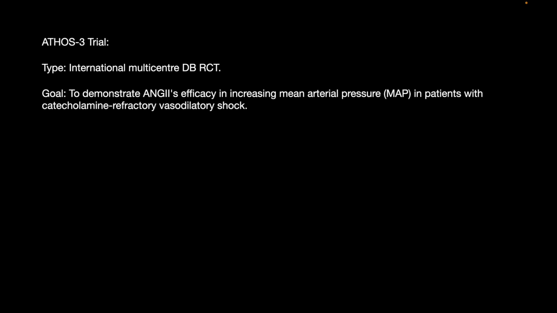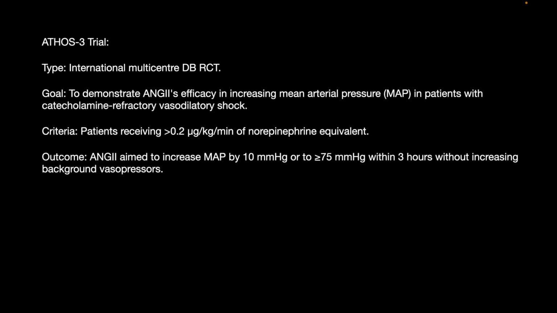Now, the most important trial, the NEJM trial, that is ATHOS-3. It was an international multicentric double-blind RCT. Its goal was to demonstrate angiotensin II's efficacy in increasing the mean arterial pressure in patients with catecholamine-refractory vasodilatory shock. The inclusion criterion was patients receiving more than 0.2 micrograms per kg per minute of noradrenaline equivalent.